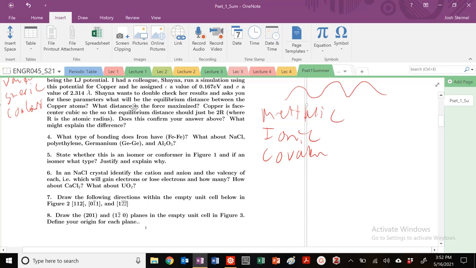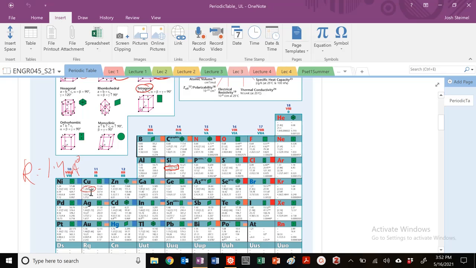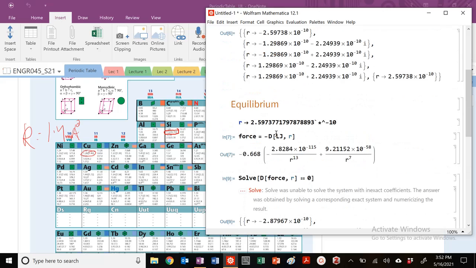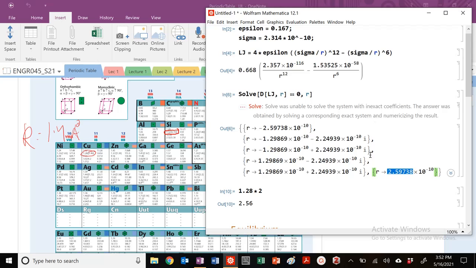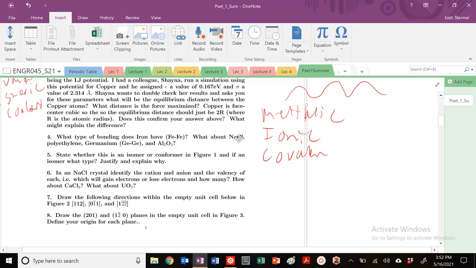And then for copper, the equilibrium distance should be just about 2r. So our equilibrium distance is 2r. If we look at copper, let's look at our metallic radius right here. Copper's metallic radius is about 1.28. So 1.28 times 2 is 2.56. So this is a little close. It's almost 2r, but not quite. So our equilibrium distance is not twice this radius. Slightly off, but pretty close. So maybe, again, this is always a choose your own adventure answer. So fantastic. Still a little bit off.